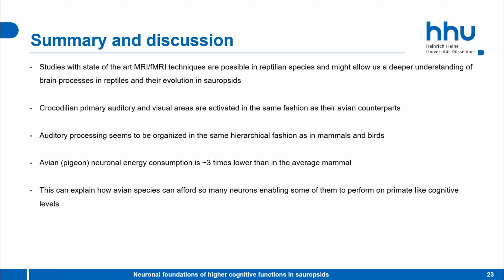I'm now at the end of my talk. So what I hopefully could show you is that MRI, fMRI experiments are a feasible option in crocodilian species, or in reptilian species in general, but they have to be adapted to these species. I could show you that the auditory and visual areas in crocodiles have a similar layout to their avian counterparts, and I just showed you that the energy consumption of the avian brain, or at least the pigeon brain, is approximately 3 times lower, which could explain how these species can accumulate so many neurons in their brain. And this, on the other hand, could explain how at least some avian species could come up with amazing cognitive capabilities.